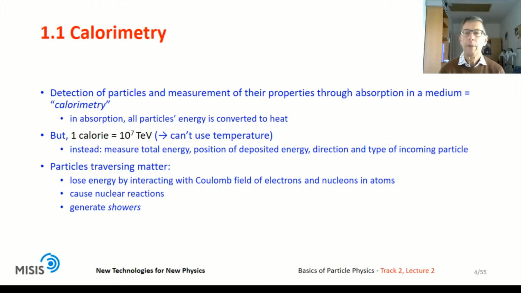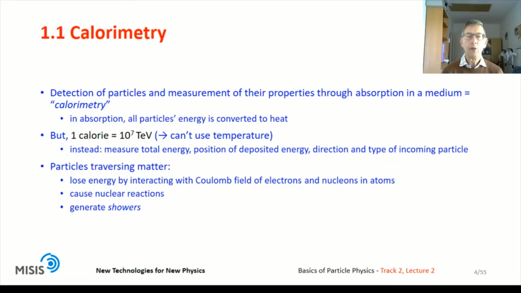So what we mean by calorimetry is the detection of particles and the measurement of their properties, such as energy, through the absorption in a medium. And in fact, when this happens, all the particle's energy is converted to heat. The particle does not come out. It's lost for any future measurements.